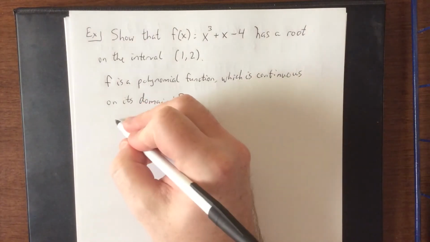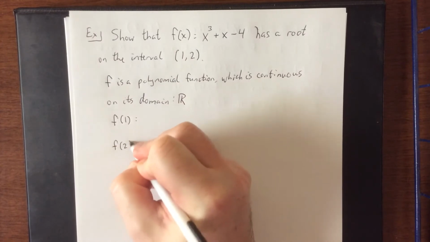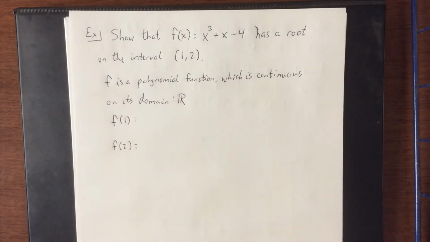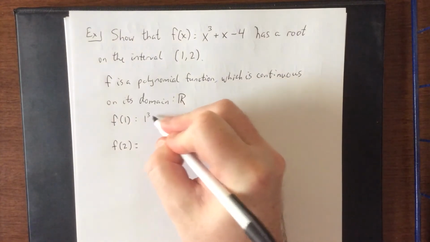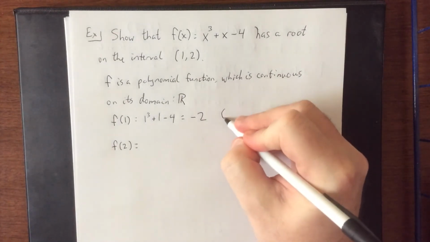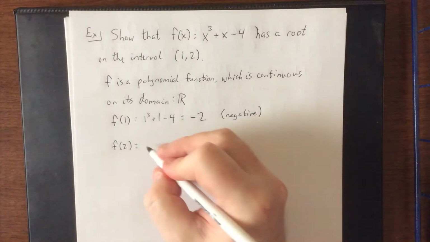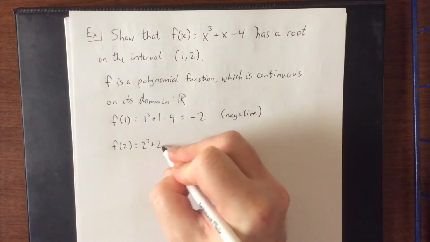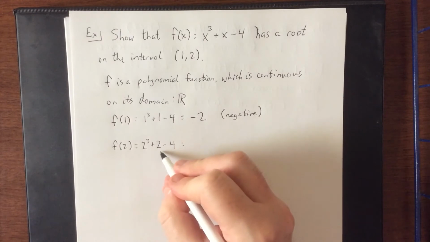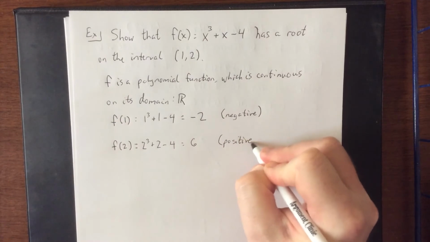So with that in mind, according to the intermediate value theorem, if we can show that f of 1 and f of 2 have opposite signs, then we can draw the conclusion of the theorem and say that it definitely has to cross the horizontal line y equals 0. So f of 1 would be equal to 1 cubed plus 1 minus 4. That'd be negative 2. Most important part of that is it is negative. Then when we plug in 2, we'll get 2 cubed plus 2 minus 4, which is 8 plus 2, which is 10, minus 4, which is 6, which is positive.